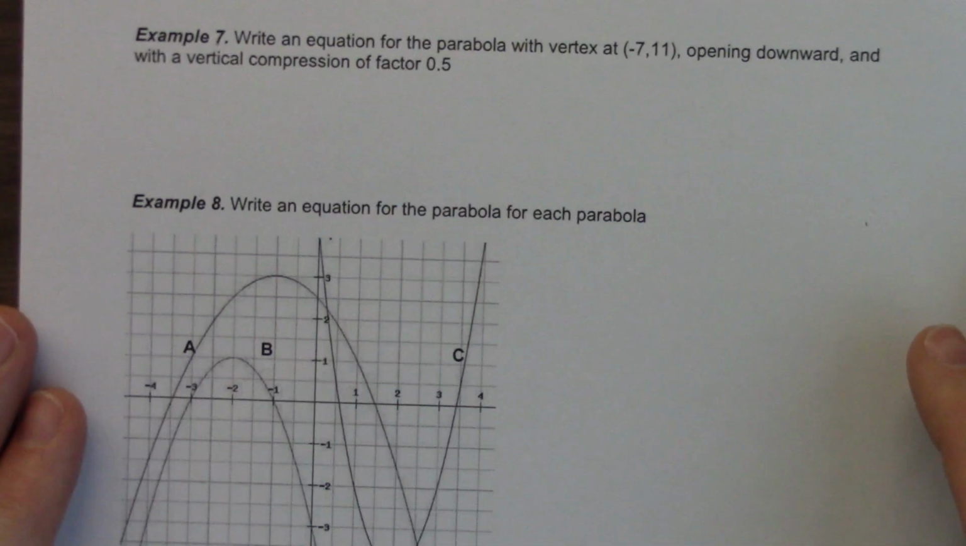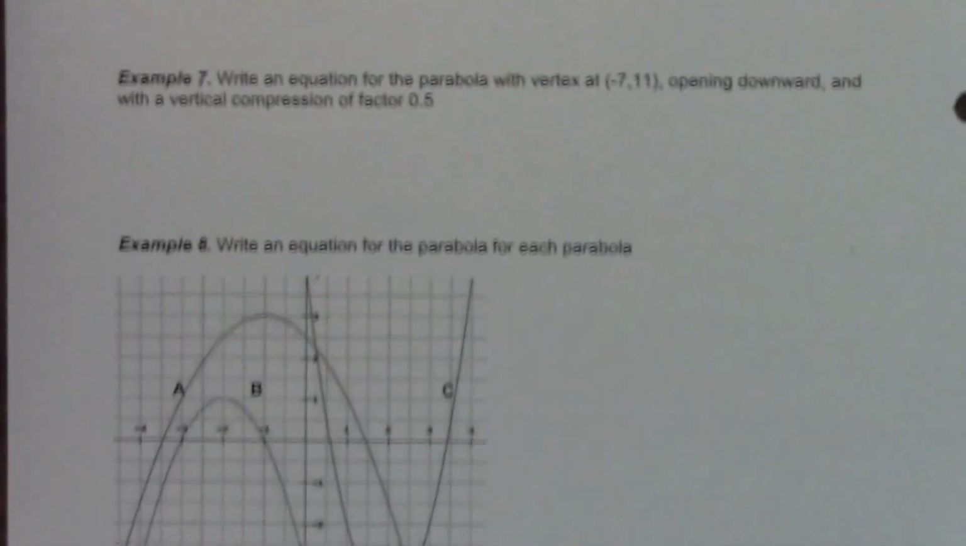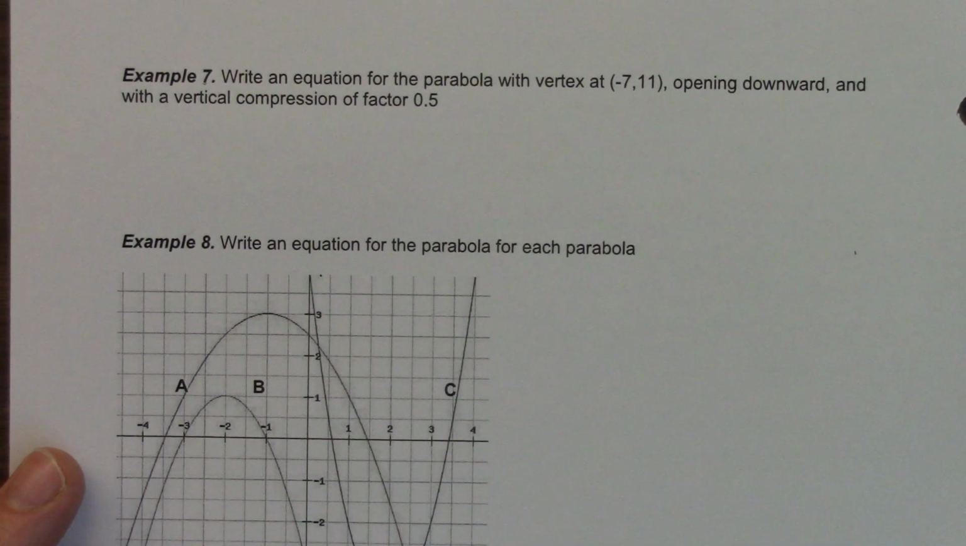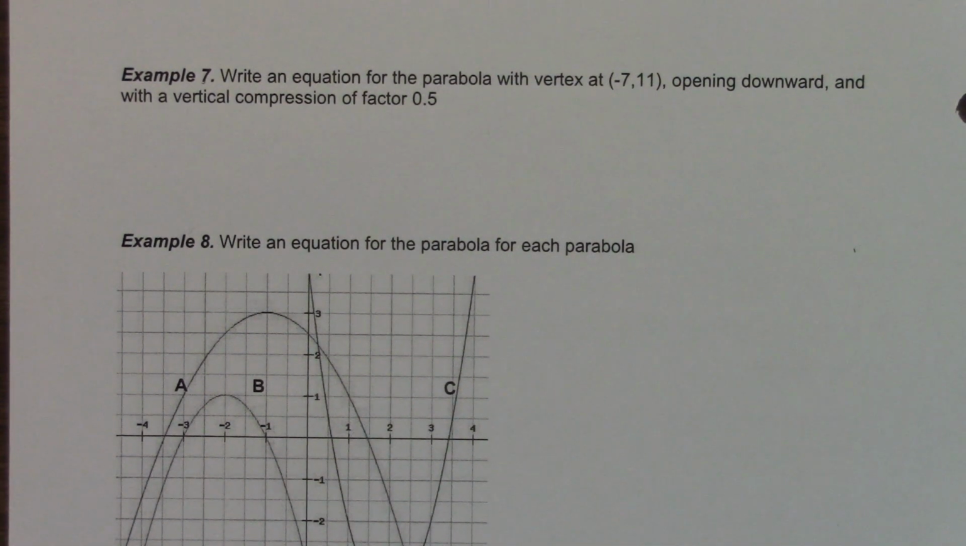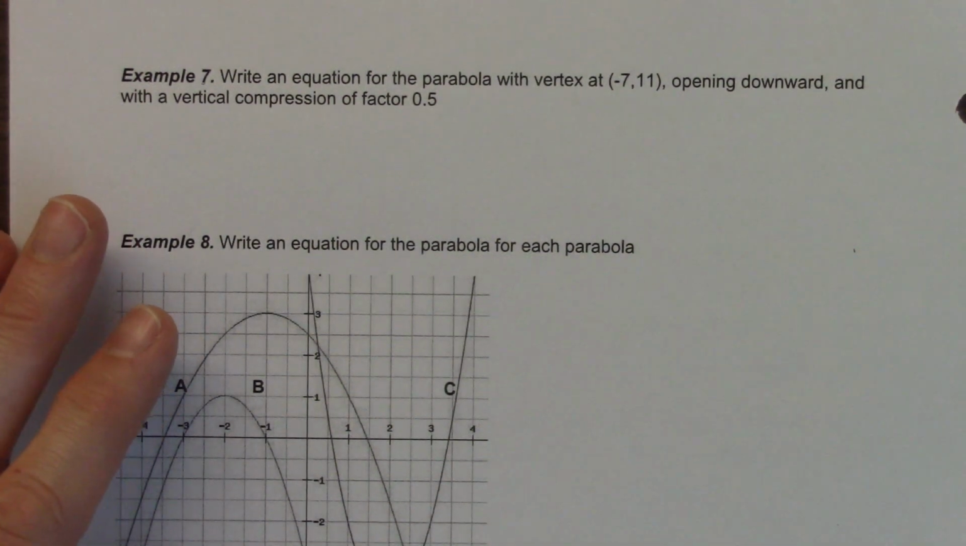All right. Hopefully you guys are doing pretty well with this. Hopefully you're going to do well come the test. Number 7. Write an equation for the parabola with vertex -7, 11, opening downward, and a vertical compression of a factor of 0.5. Ooh, who's up for this challenge? Josiah, you think you can do this? You're going to write an equation for a parabola with a vertex of -7, 11, opening downward, and a vertical compression of a factor of 0.5.